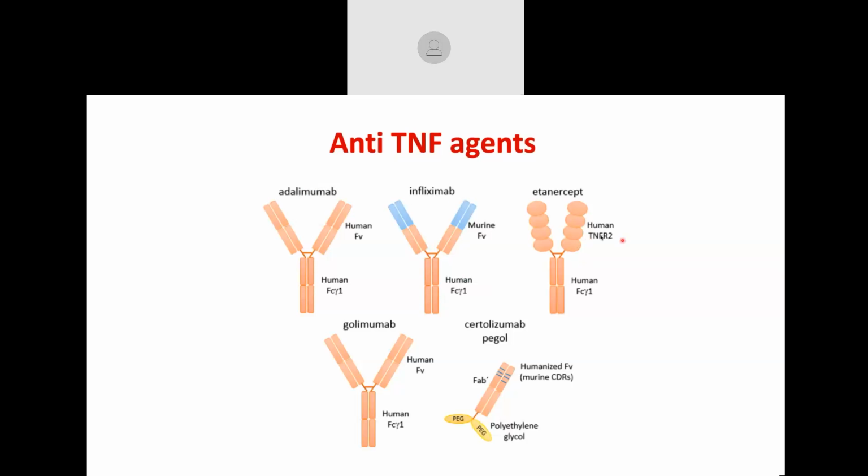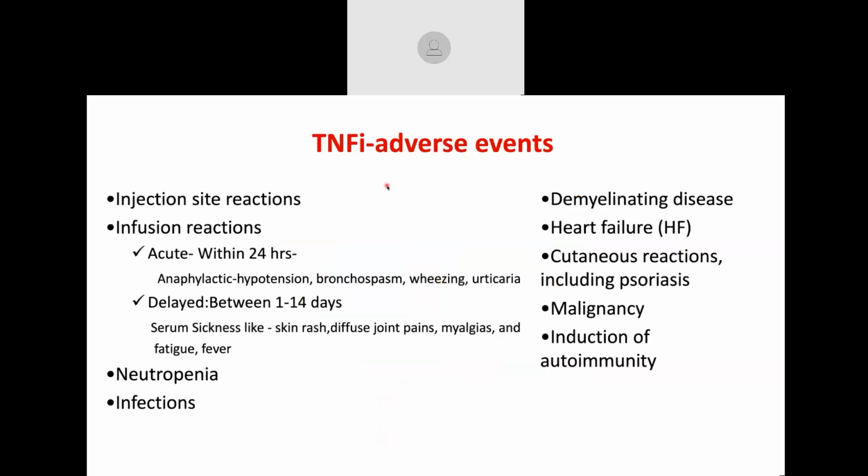Hypotension, bronchospasm, wheezing, urticaria. This all is anaphylaxis, and this requires an adrenaline injection, not just Avil and hydrocortisone. And this can happen with anti-TNF infusion, with infliximab. And there can be a serum sickness-like delayed reaction, which causes skin rash, joint pains, myalgias. So these are of concern, but not as sinister as acute infusion reactions.